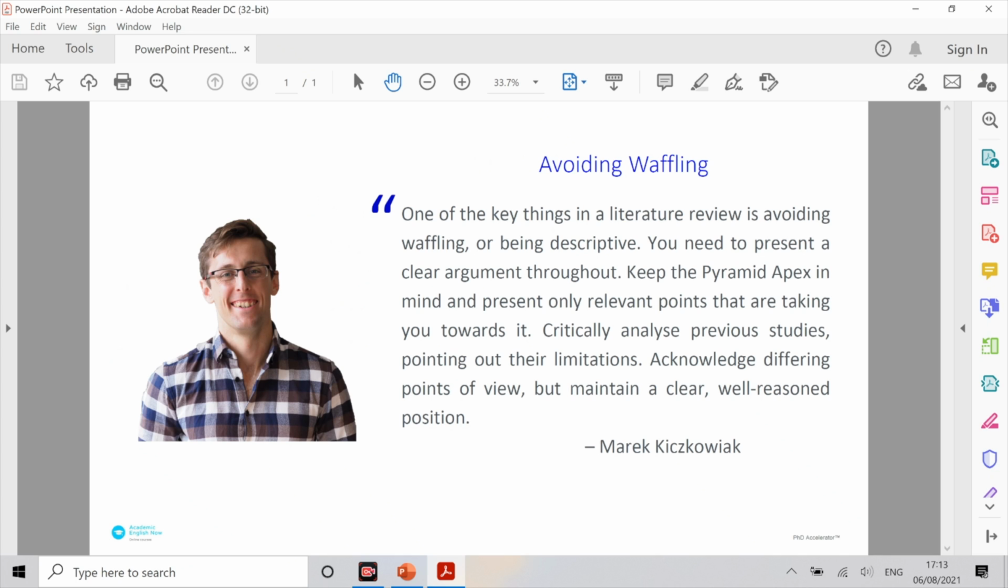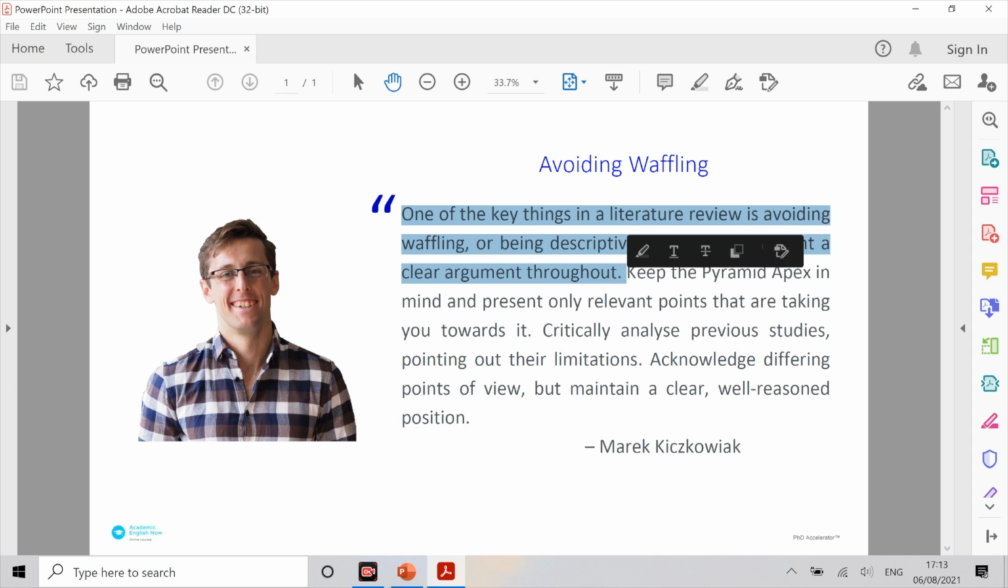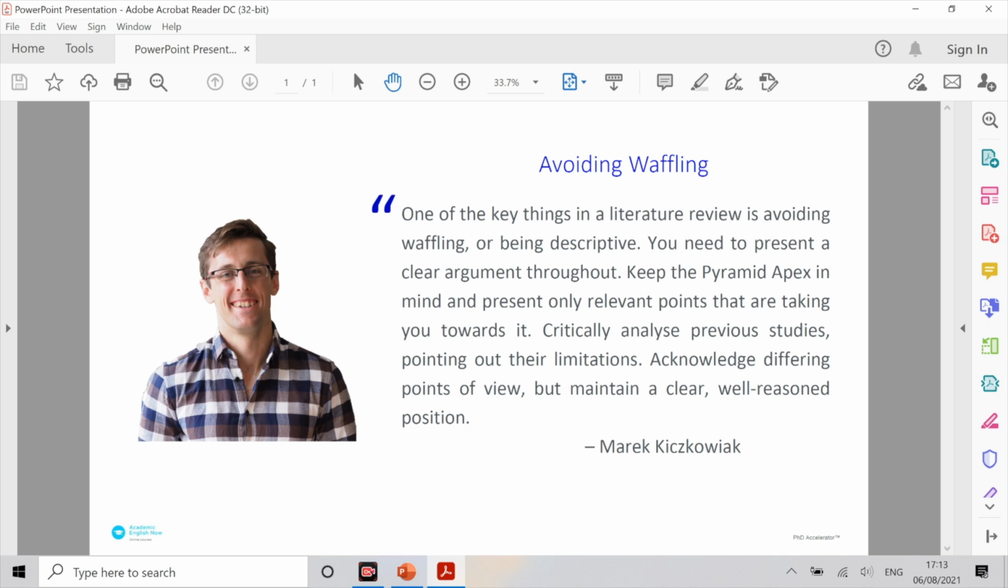One of the key things in a literature review is avoiding waffling or being descriptive. You need to present a clear argument throughout, and remember, keep the pyramid apex in mind, the inverted pyramid, and present only relevant points that are taking you towards it. Every point that you make should be like one brick that you put, from the most general bricks to the more and more specific bricks towards the apex.